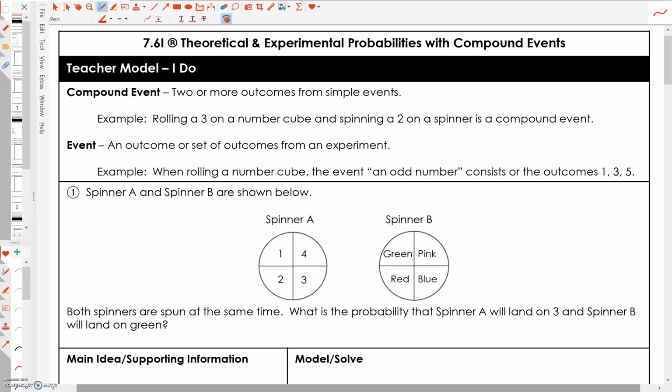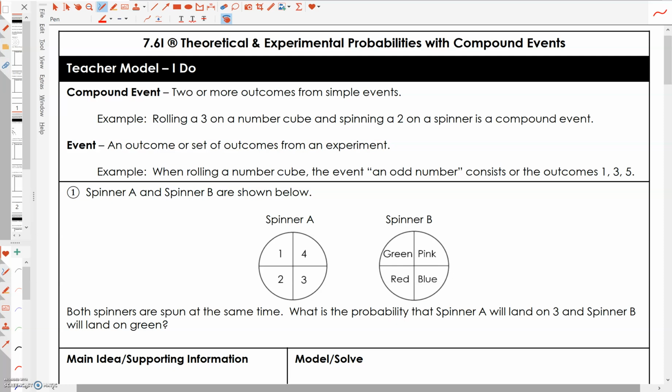An event is just the outcome or set of outcomes from an experiment. So for example, when rolling a number cube, the event of an odd number consists of the outcomes 1, 3, and 5. So here we see 2 spinners. So we already know it's going to be a compound event. There are 2 different things going on. Spinner A and spinner B are shown below. Both spinners are spun at the same time.